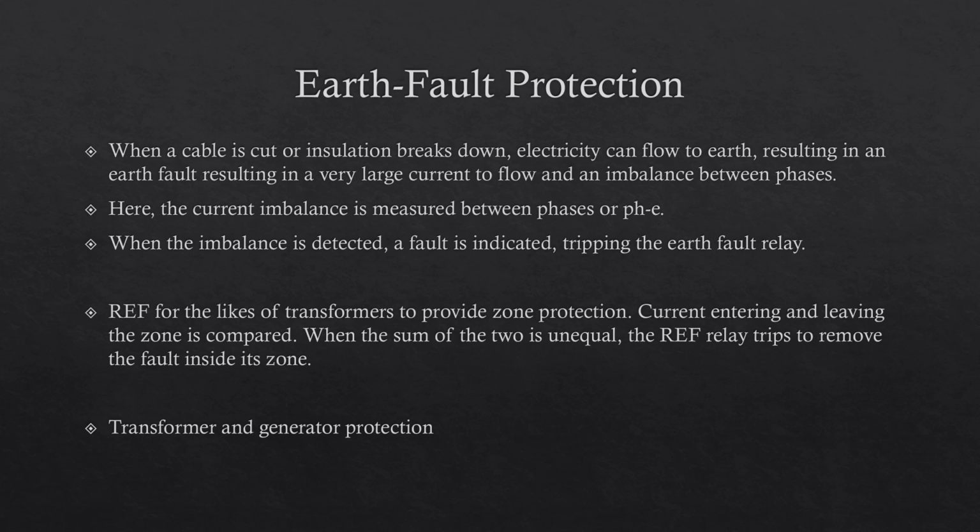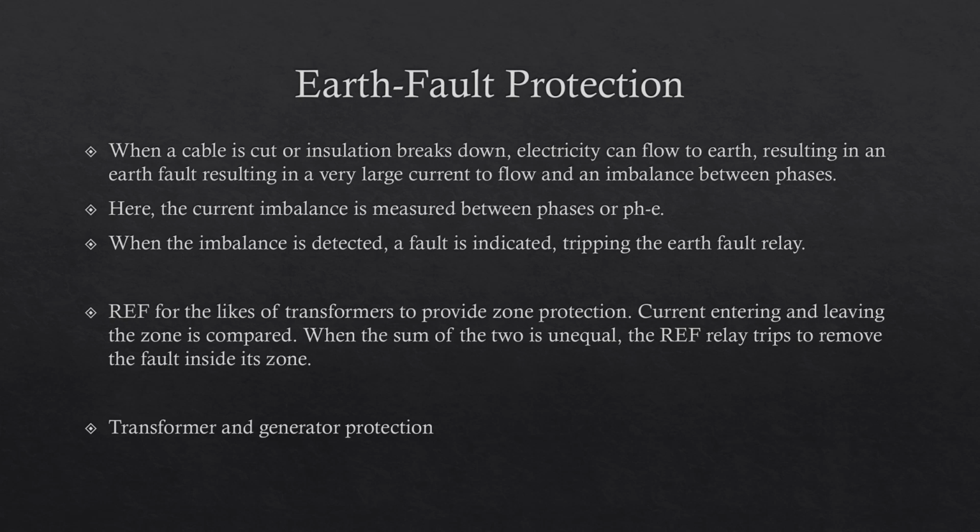You'll have an imbalance between the phases. This imbalance is measured by your CT arrangement. So when it's detected, a fault is clear to be on the line that the protection is monitoring. Therefore, it sends a signal to the earth fault relay and causes it to trip the associated circuit breaker.